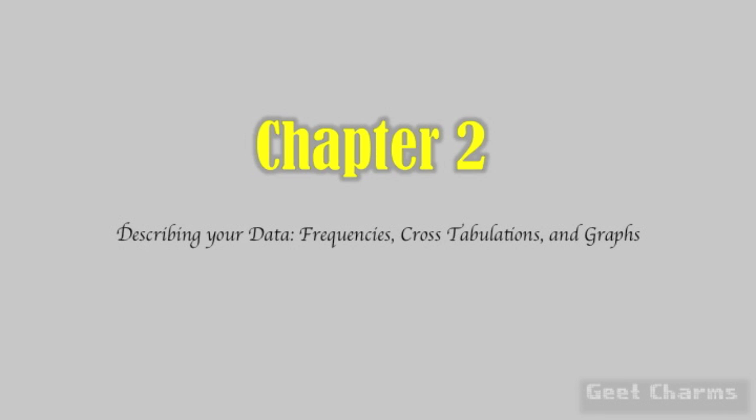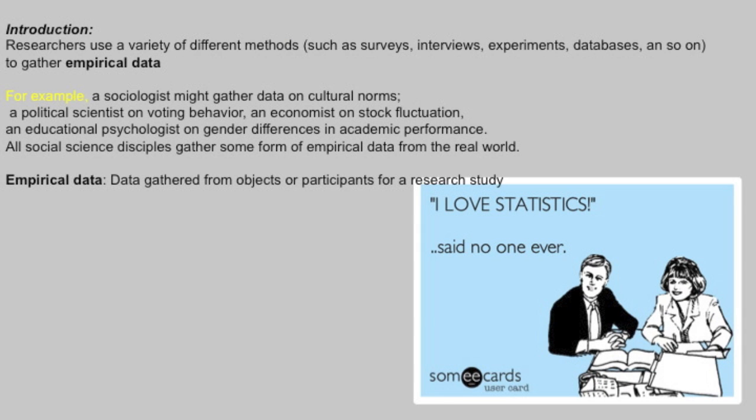Chapter 2, Describing your data: frequencies, crosstabs, and graphs. Researchers use a variety of different methods such as surveys, interviews, experiments, databases, and so on to gather empirical data. For example, a sociologist might gather data on cultural norms. Empirical data is, by definition, data gathered from objects or participants for a research study.